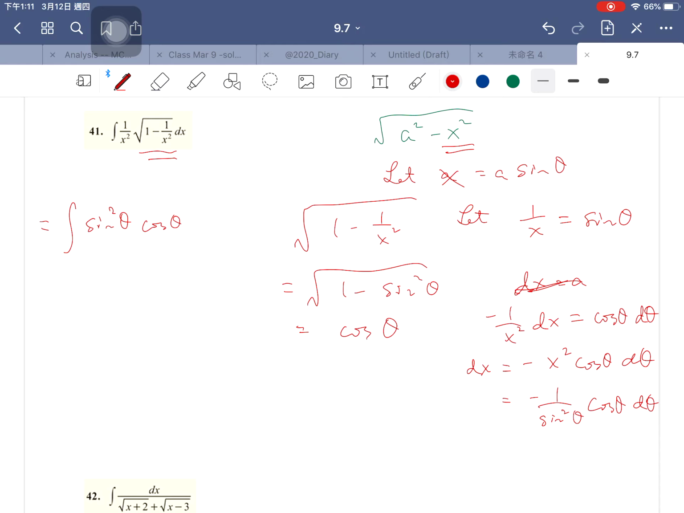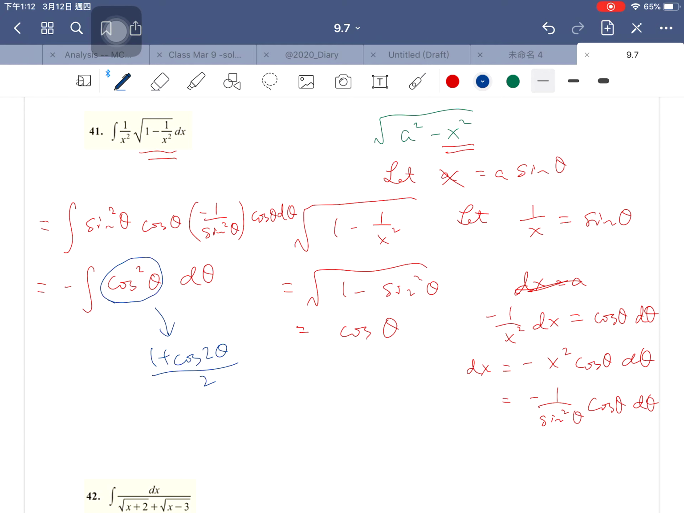I'm going to replace it. Oh, very happy to see this term cosine theta d theta. Therefore, this one will become minus cosine squared theta d theta. And now how to do it? You should notice that you have to change this one into 1 plus cosine 2 theta over 2, and then you can do it. I leave it for you. You try to complete it on your own. There may be many careless mistakes, but don't worry, practice and practice.